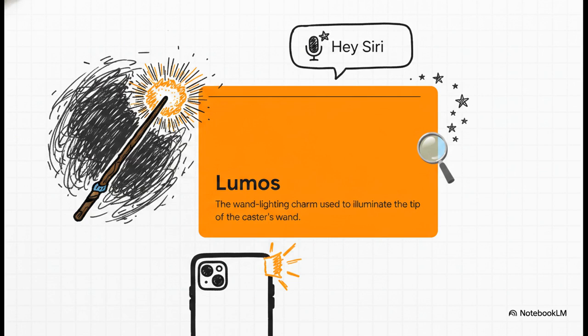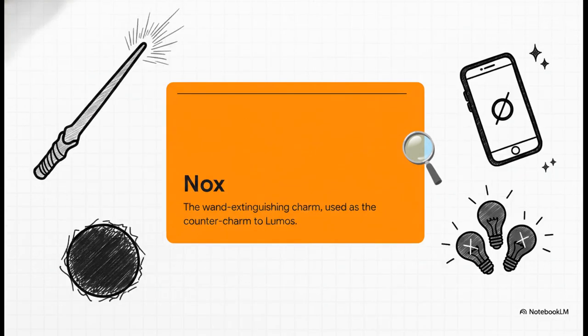It is so incredibly handy when your hands are full of groceries or you're just hopelessly fumbling around in the dark. But, what goes on must come off. Nox is the official wand extinguishing charm. It's the direct counter charm to Lumos. So when you're ready to cast your room back into darkness, you simply declare, "Hey Siri, Nox." And just like that, Siri instantly cuts the power to the LED.